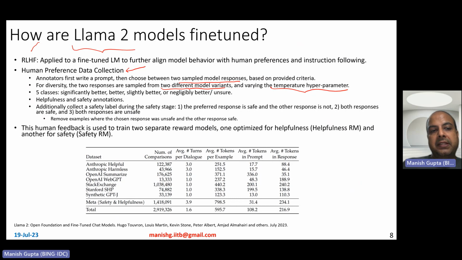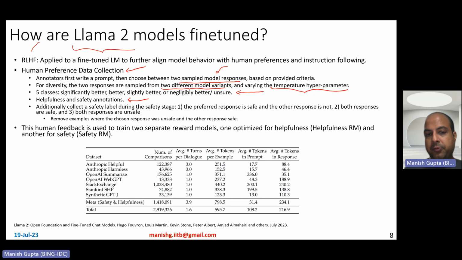Now the annotators were then told to label these 2 responses with respect to helpfulness and safety, those 2 parameters. And they were asked to label on a scale of 5 different classes: significantly better, better, slightly better, negligibly better, or unsure. So given 2 responses, you have to decide which one is better, and then whether it is slightly better or significantly better, and so on.